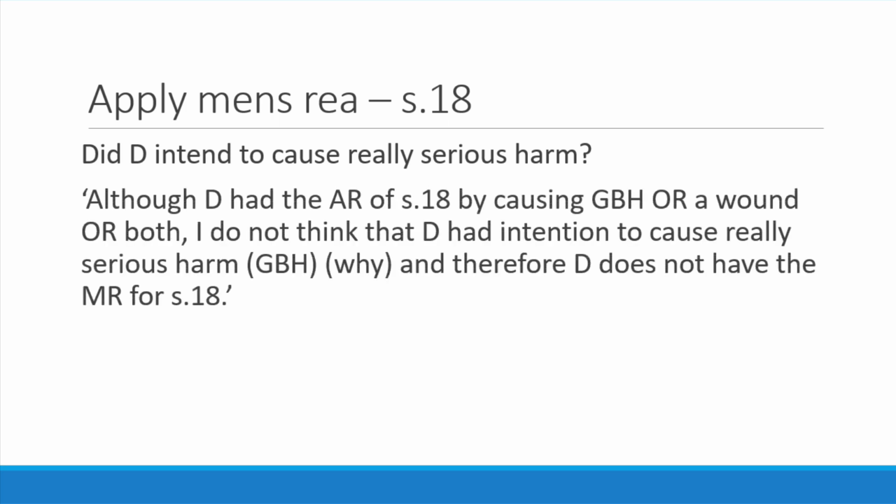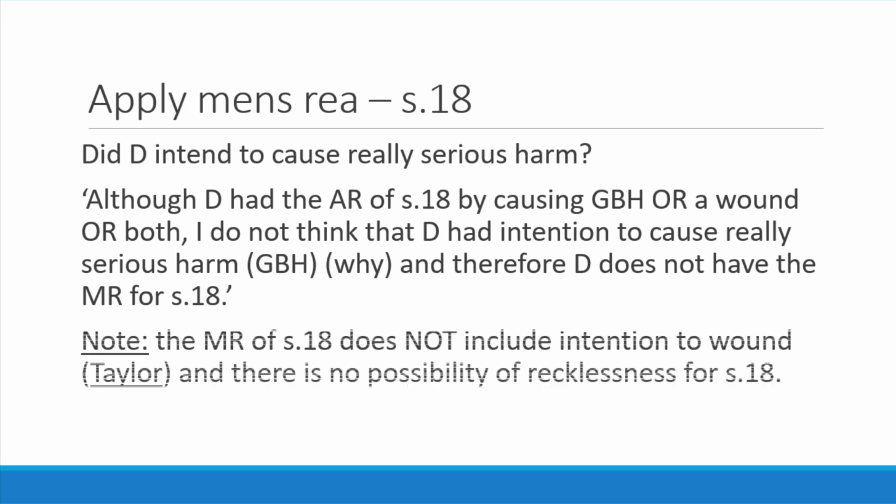So you could say that they have the AR of section 18 because they have caused GBH or a wound, but that you don't think they had the intention to cause really serious harm, and then say why. Noting that the mens rea of section 18 doesn't include intention to wound, so you can't say it was their main aim or purpose to wound. It has to be their main aim or purpose to cause really serious harm. And as I said, there's no possibility of recklessness for section 18.